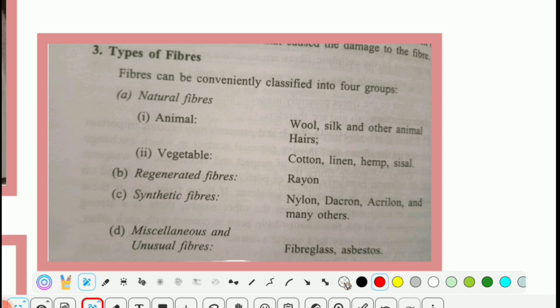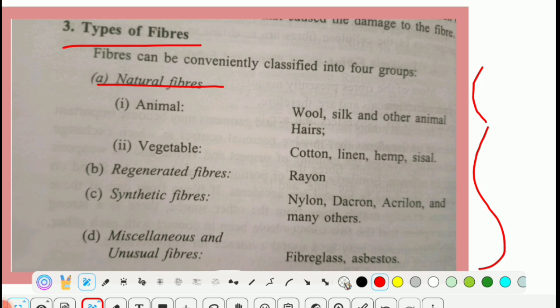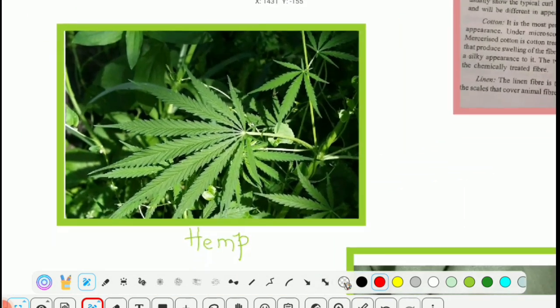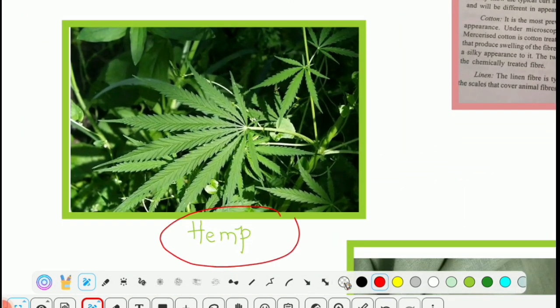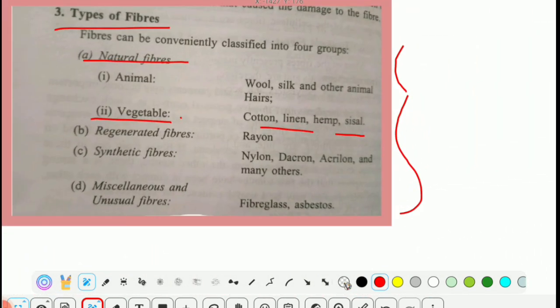Then here are some common types of fiber that can be encountered at the crime scene, and questions can be framed from this portion as well. Some natural fiber. Natural means obtained directly from nature, maybe from animals, maybe from vegetables or plants, like cotton or linen, hemp. These are all plants, the cotton plant and hemp plant. Here's the image of hemp. Look, this is how hemp looks, and it can also be a great source of fiber. Then wool and silk: wool is obtained from the angora goat and can also be obtained from sheep. Silk comes from the silkworm, and other animal hairs are used for this purpose as well.